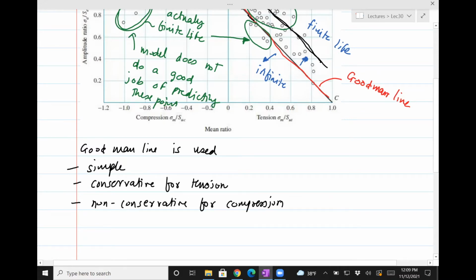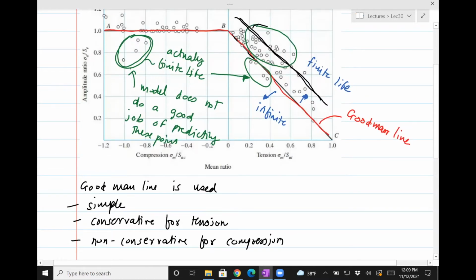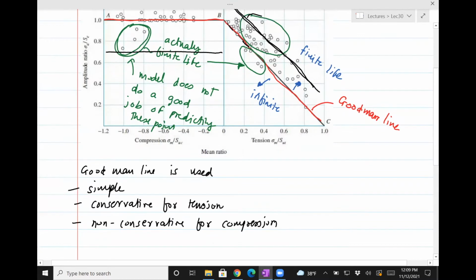And that is because you can see there are a lot of points which are all over the place. So a better way to draw this line to make it conservative would be to put the line right here, not here, but just below this. So then it would be very conservative, that it will predict the data for all the points and not just the points which are above. Okay, so there are issues with the Goodman line.